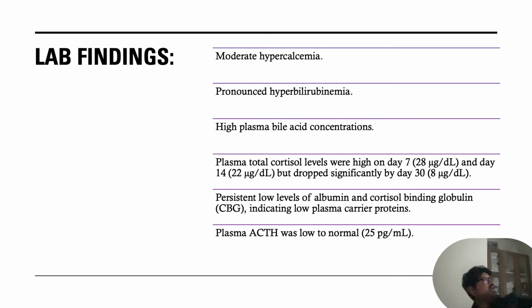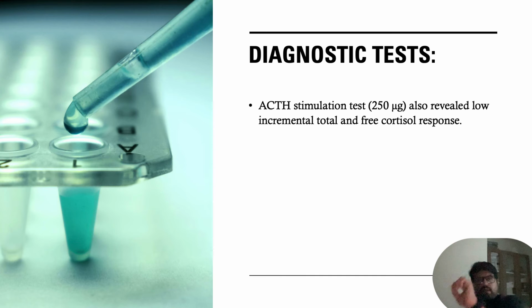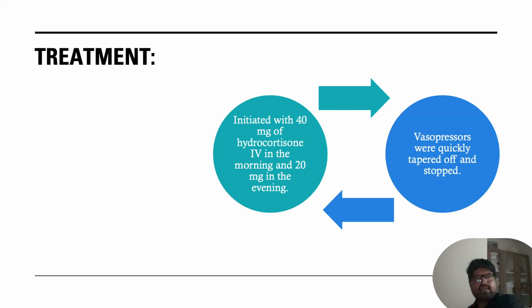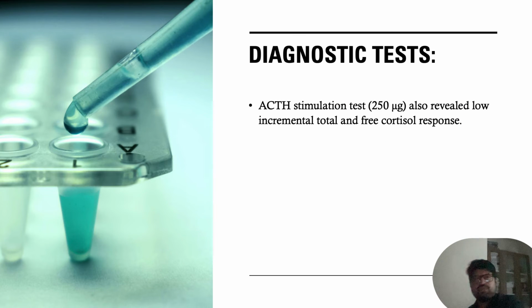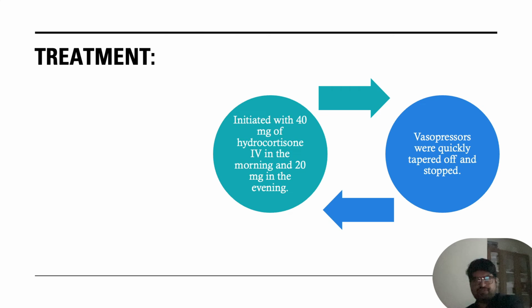It's coming down, right? And then the patient has persistently low albumin and corticosteroid binding globulin. So again, this is the problem, right? Whether it has decreased because of CBG or is actually decreased, that we don't know, right? And ACTH was measured, which was low to normal, around 25. Now they did an ACTH stimulation test, and they found that there was a low response, right? Now I'll come to the cutoffs which we are talking about here.